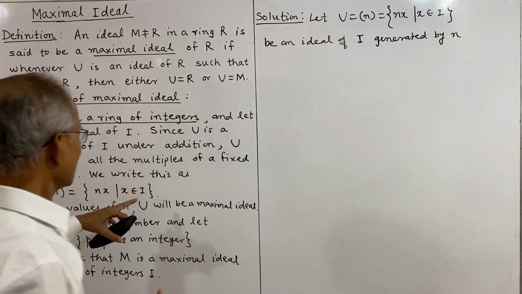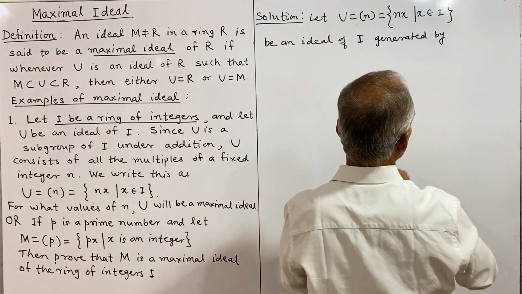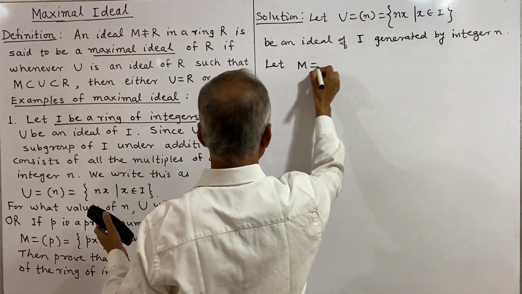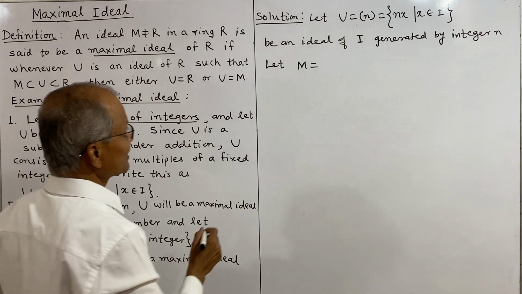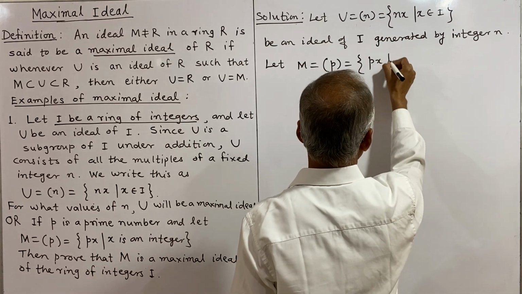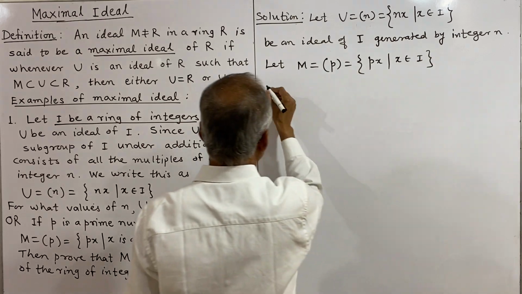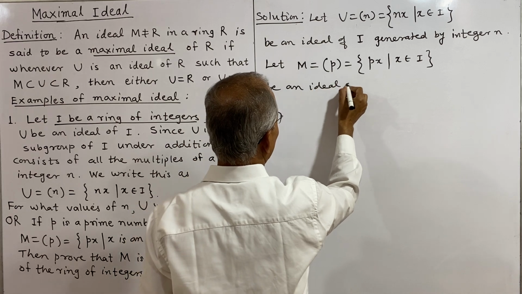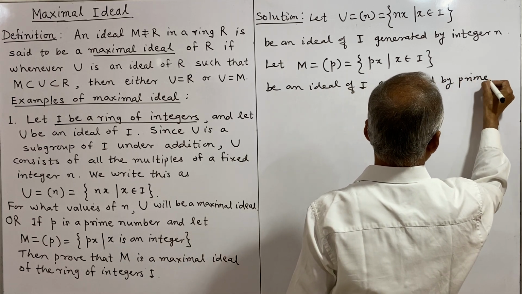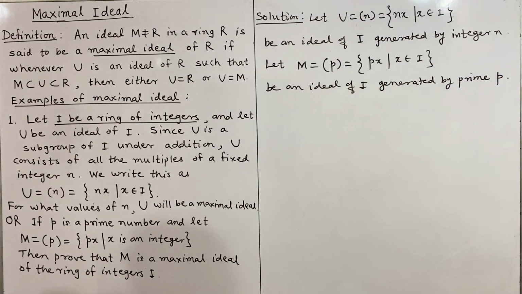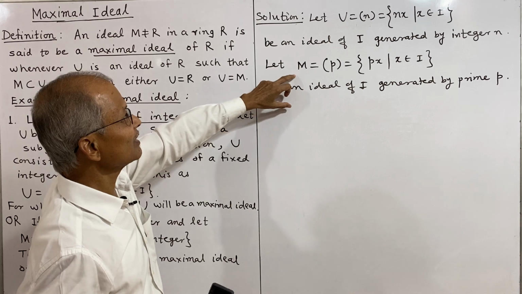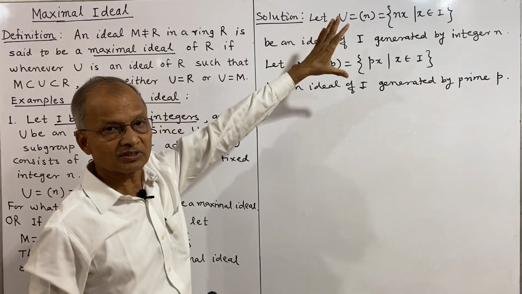n is a fixed integer. And further, these are given in the problem. For M we shall consider p, that is, the ideal generated by p, which is px, where x belongs to I again, an ideal of I generated by the prime number p. And we shall show that M is a maximal ideal, and when this will be maximal ideal. So see, we have here M is contained in U is contained in I.